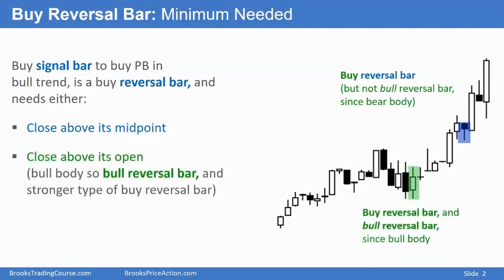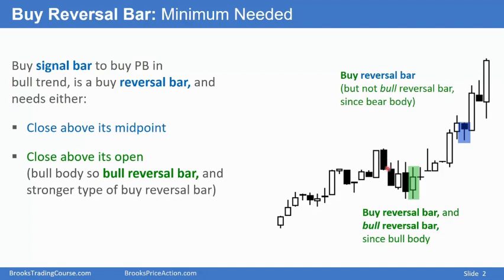Down here, here's another type of buy reversal bar. This one has a bull body, and therefore it's also a bull reversal bar. It closes above the open, and in this particular case, it also closed above its midpoint, which makes it a higher probability bet that the market will continue up.